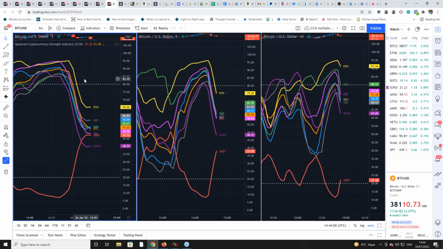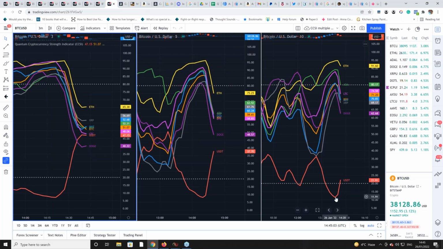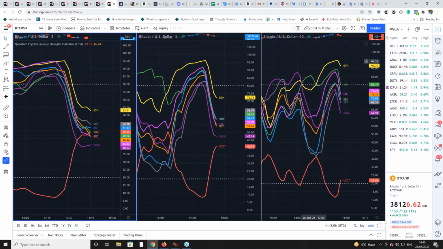Now, what we've done with the indicator, we've actually split out Tether, which is a proxy for the dollar. So the red line here is Tether, USDT, down here and also down here, very oversold down here. Cryptocurrency is very overbought en masse up at the 10-minute time frame. And you use it in exactly the same way.